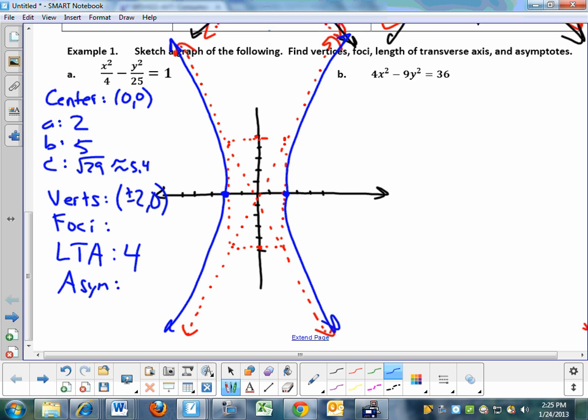Okay, so now we need C. So Bennett's question, what do we use C for? C is for the focus points. So the focus points are how many units away from the center? Like almost 5.5, whatever C came out to be, 5.4. And they always lie in the direction that it goes. So it goes horizontal. 1, 2, 3, 4, 5 point whatever. Those are my focus points. All right, F for focus. And those coordinates would be plus or minus square root of 29, 0. Right?